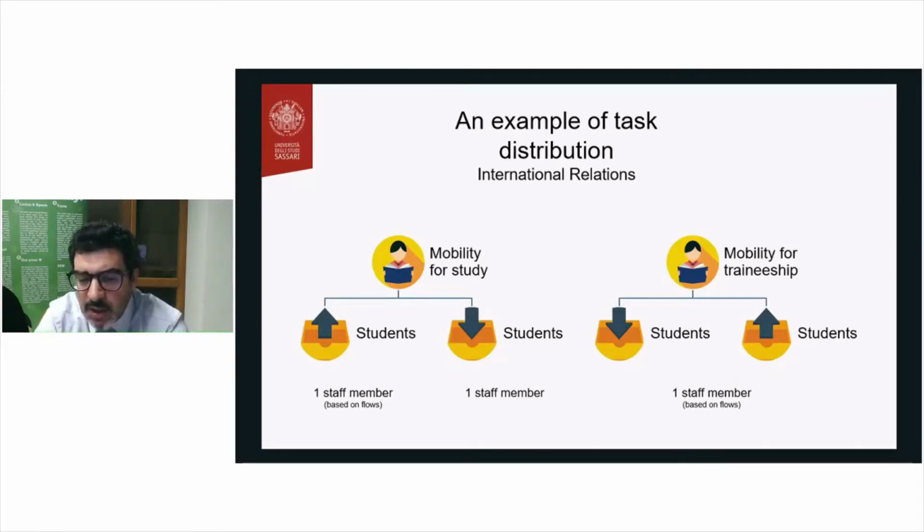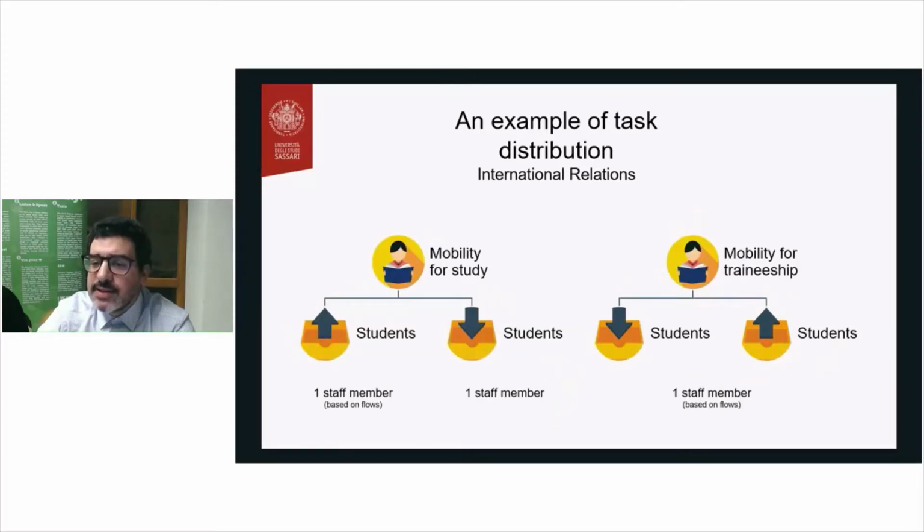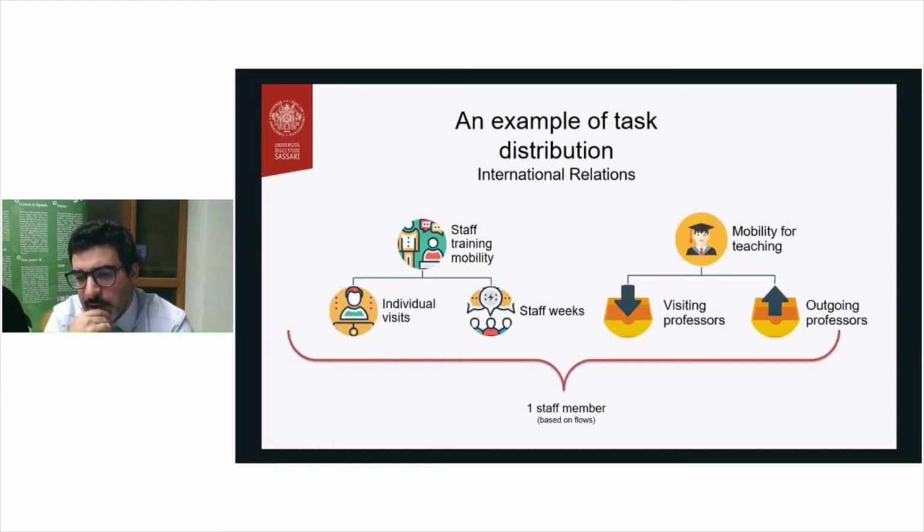Now, a note about the use of words. As you can see in this slide, I use the word traineeship, which we are trying to keep separate from the term training. So when we talk about traineeship, it clearly refers to the mobility of students. When we talk about training, it clearly refers to the mobility of administrative staff or teaching staff.